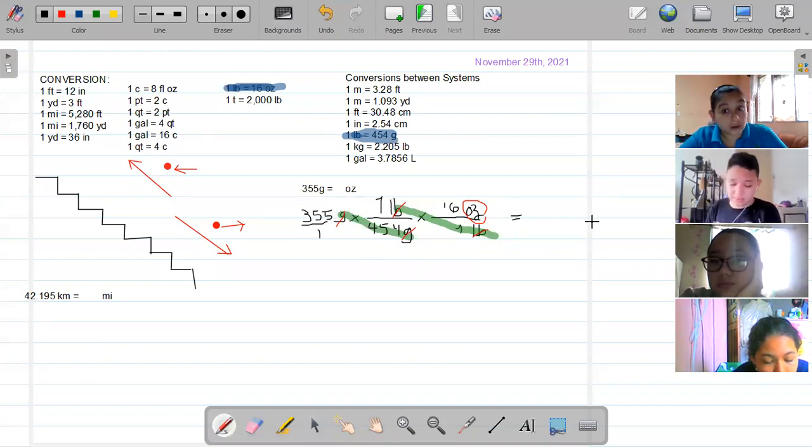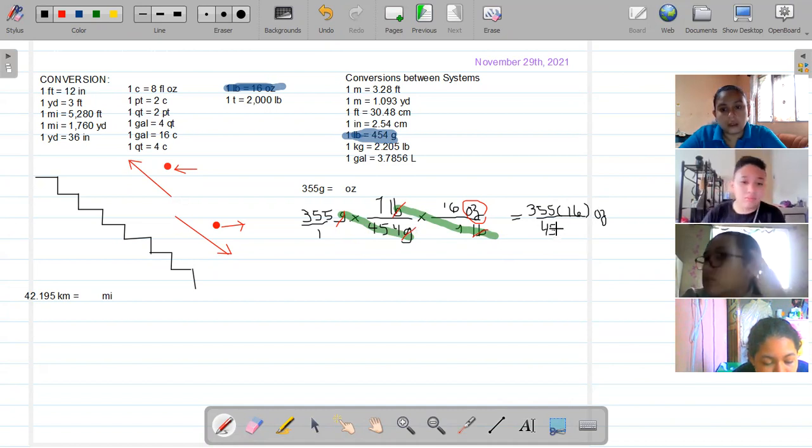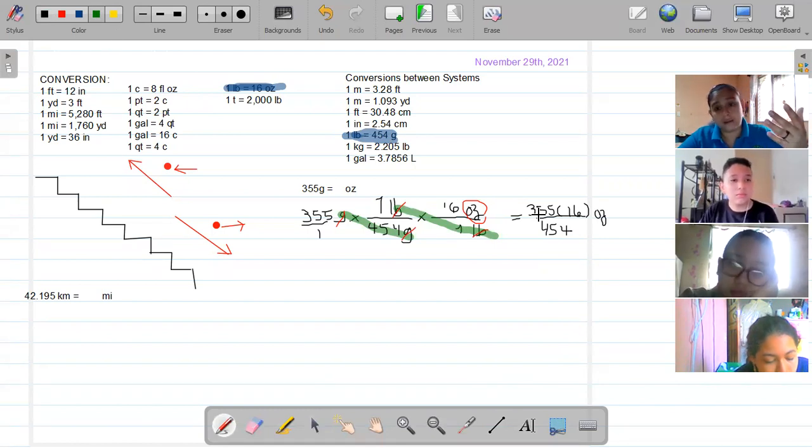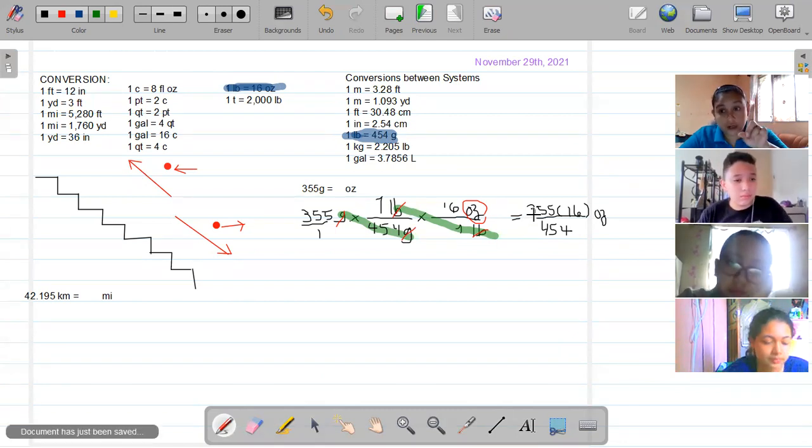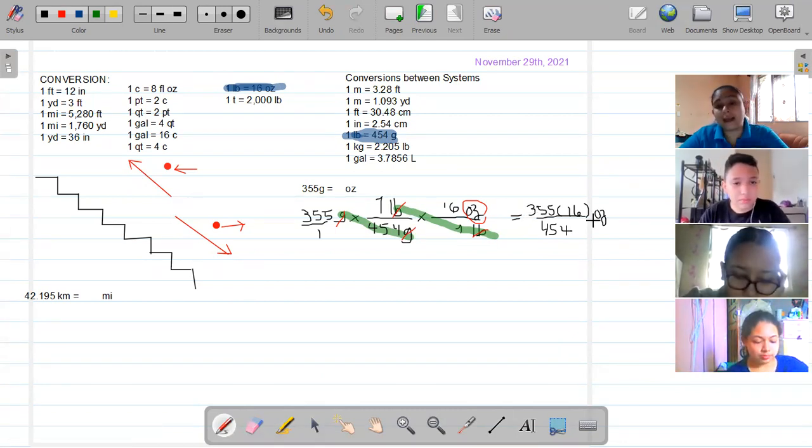355 times 1, that's 355. And I'm going to multiply it times 16 ounces, because that's the only unit that I have left. Over 1 times 454, that's 454 times 1, again, 454. So there's several ways of doing this. You can, for example, go ahead and multiply numerator and then divide it by the denominator and give me a decimal. For this part, I do need decimals, or we can simplify.